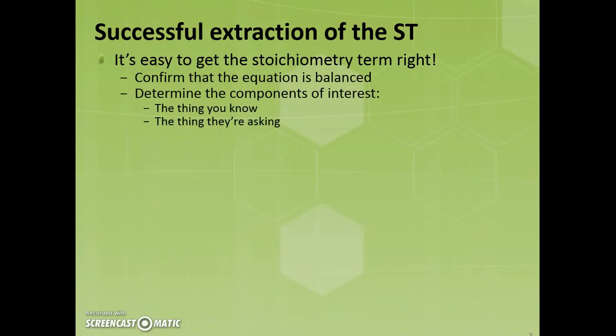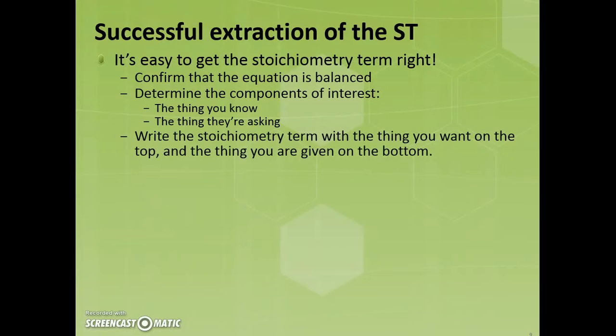The next step: determine the components of interest. What you need to do is determine the component that you know, the one that you've been given, and determine the component that they're asking for. And once you've done that, it's easy to get the stoichiometry term correct. What you do is you write the thing you want on the top and the thing that you're given on the bottom and just make a fraction.